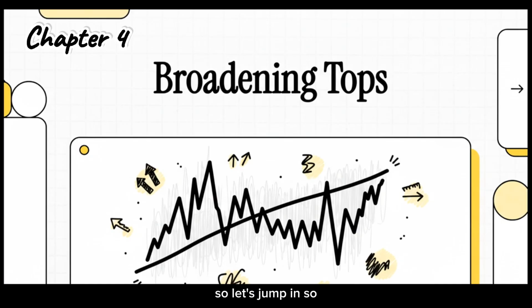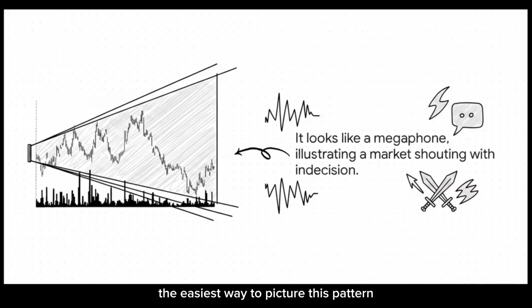So let's jump in. The easiest way to picture this pattern is to think of a megaphone. See how the price action gets wider and wider over time? It's almost like the market is getting louder, shouting with uncertainty. What you're literally seeing is a tug of war, where both the buyers and the sellers are getting more and more aggressive, pushing prices to new extremes on both sides.